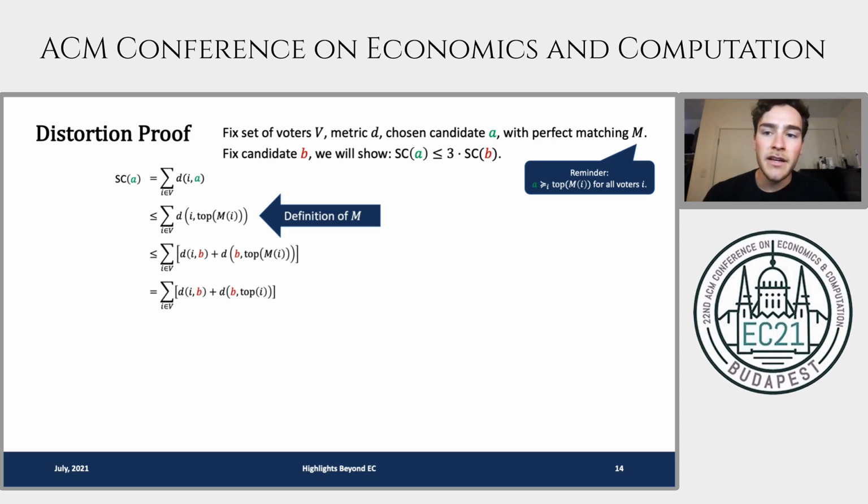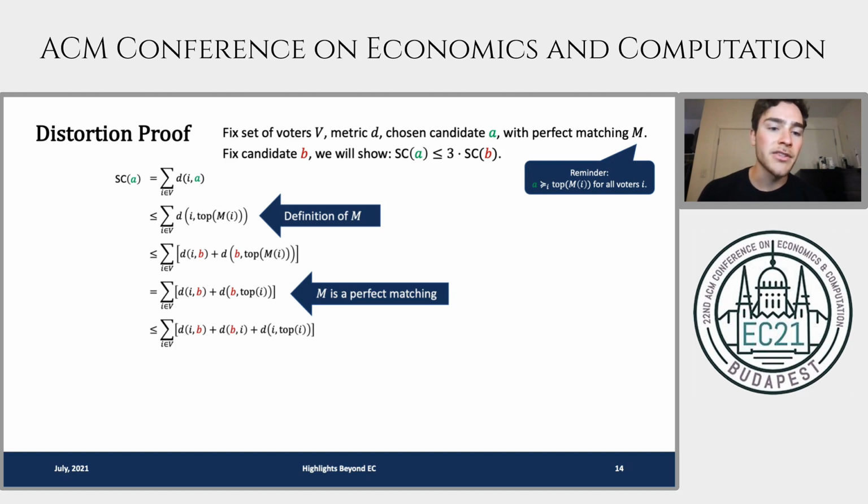This next step is actually because M is a perfect matching. So why can we do this? This first part didn't change, the distance from I to B. But the second part, notice that we're summing from candidate B to the top choice of all voters matched to some voter I. But since M is a perfect matching, it's actually a bijection between voters, right? Every voter is matched to exactly one other voter, and all voters are matched to. So this is the equivalent of just summing over the distance from B to the top choice of the specific candidate I.